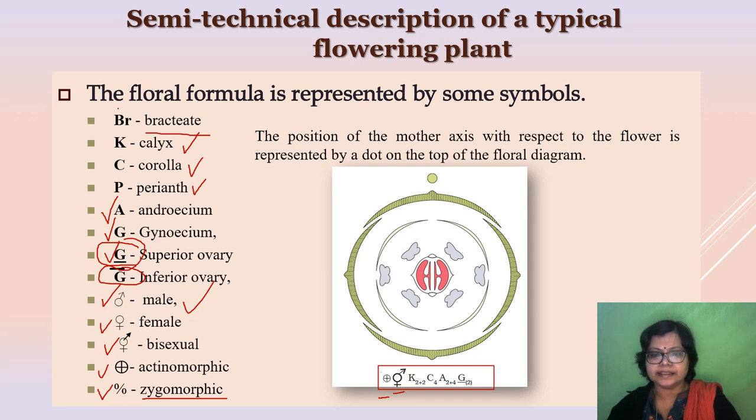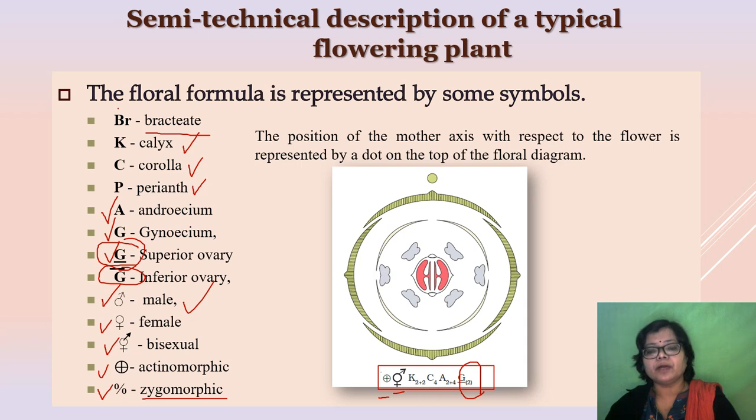Calyx, here it is written 2 plus 2. That means 4 sepals are present in 2 whorls. Corolla, 4 petals are present but in 1 whorl. And androecium, 2 whorls are present, in the outer whorl 2 and in the inner whorl 4 stamens are present. Gynoecium, seat is given, that means ovary superior, and the pistils are 2, but here you can see that a bracket is given. That means here we find a syncarpous gynoecium, that is, 2 pistils are fused together.